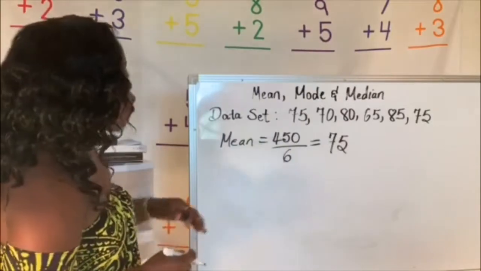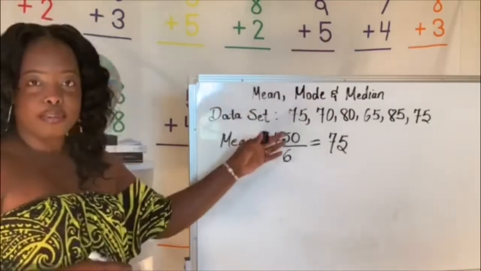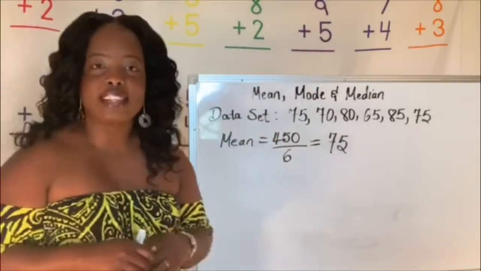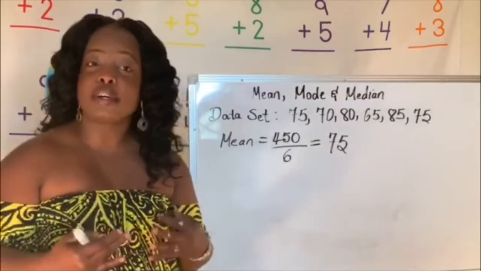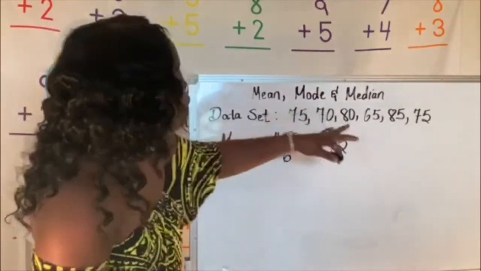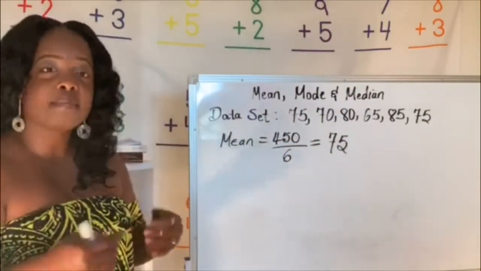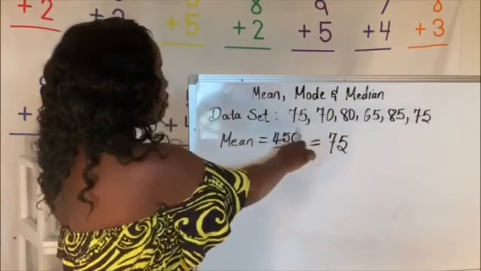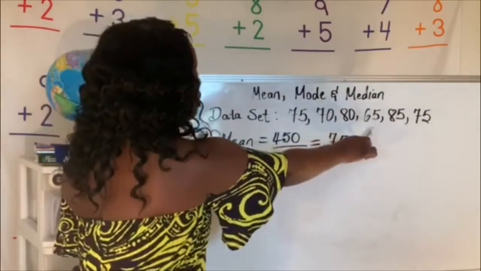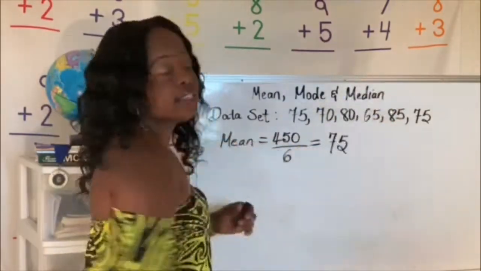The second thing that we're going to look at is our mode. When you think about the mode of a data set, think about that number that occurs most frequently, or the number that you see popping up the most within the data set. So again, let's familiarize ourselves with the data set. We have again 75, 70, 80, 65, 85, and 75.